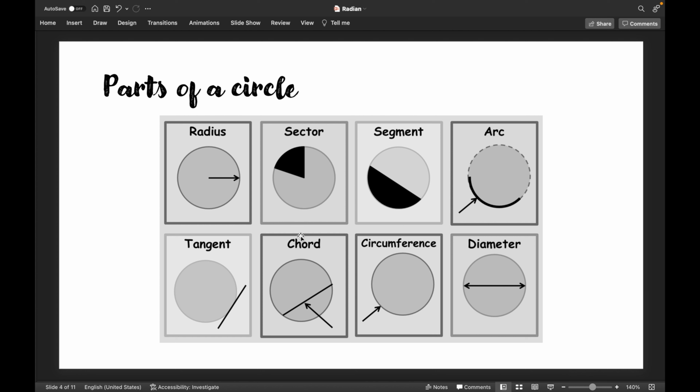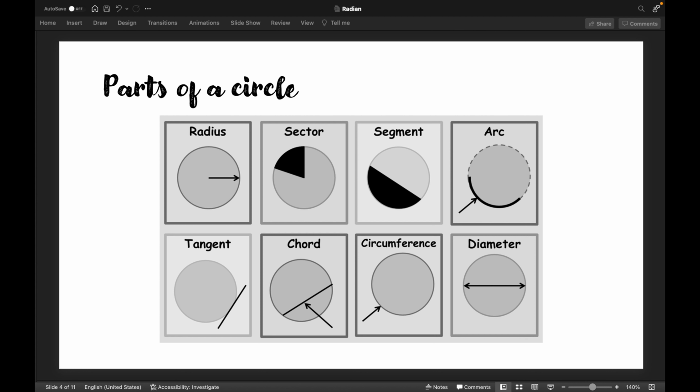Next, we're going to look at a chord. We're looking at this because in order to understand what a segment is, we first need to know what a chord is. It's a segment with endpoints on the circle. So it has 1 and 2 endpoints. It's just a segment with endpoints on the circle. So this is a chord.